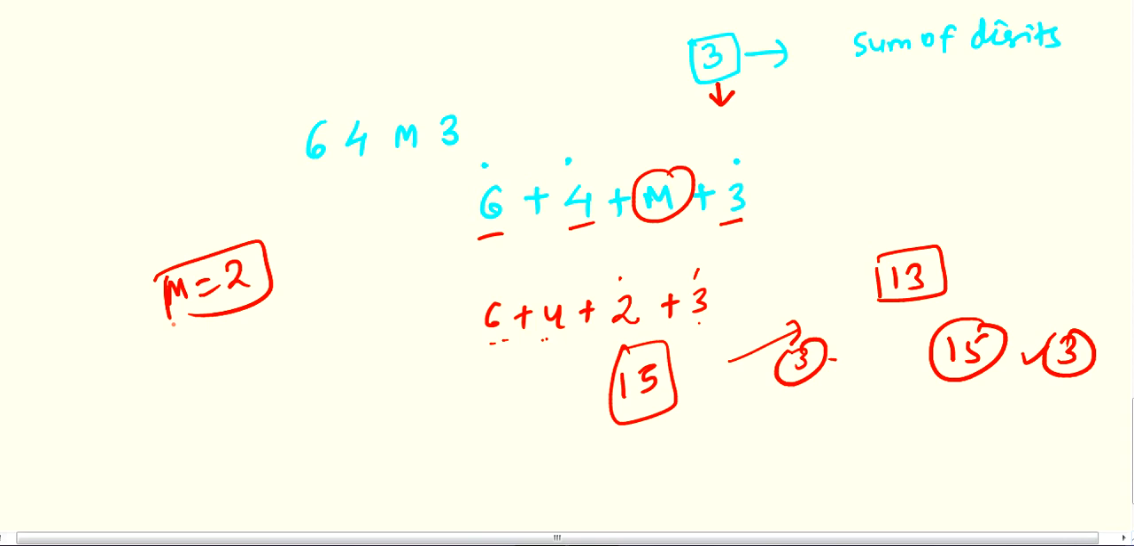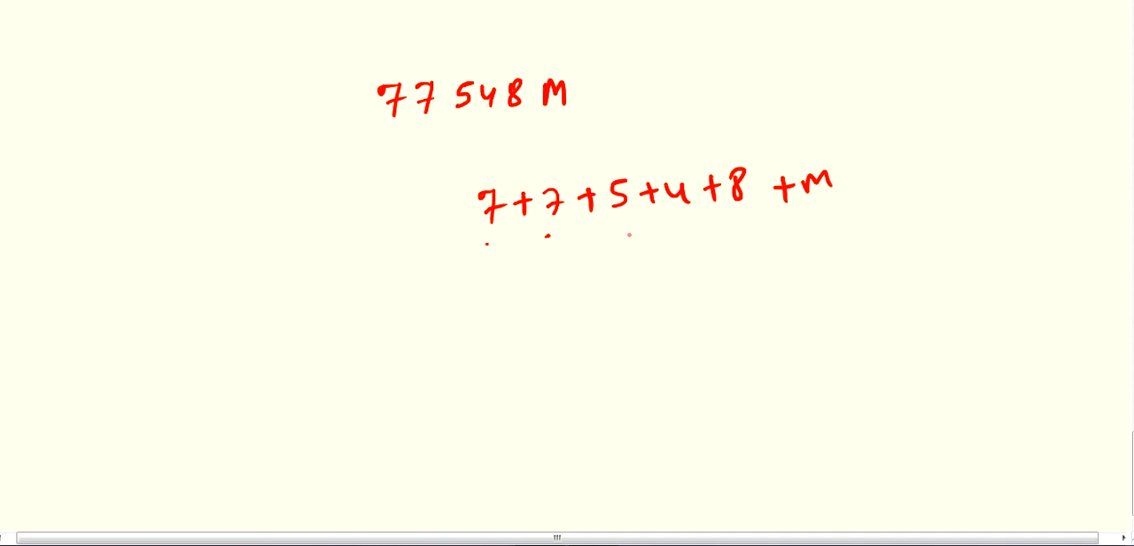Same, question number 12, you have to check divisibility by 9. So one question I am solving from there. 7 7 5 4 8 m. So first 7 plus 7 plus 5 plus 4 plus 8 plus m. So 7 plus 7 14, 14 plus 5 19, 19 plus 4 23, clear? Then 23 plus 8 31. So we are getting here 31 plus m.